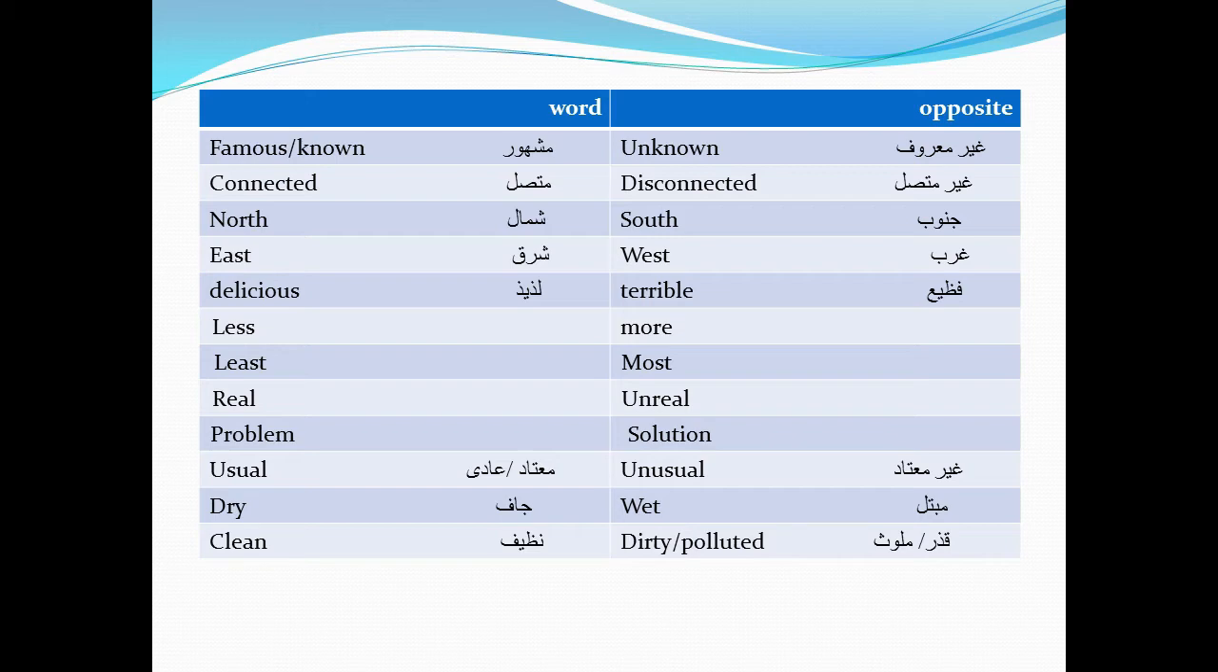Of course, these are words and opposites. So famous or known is the opposite of unknown. Connected is the opposite of disconnected. North and south, east and west, delicious, terrible. These words all have opposites. For example, I have a problem, but one of my friends finds a solution to it. Okay? Our desert is dry, and another area it may be wet, and so on.